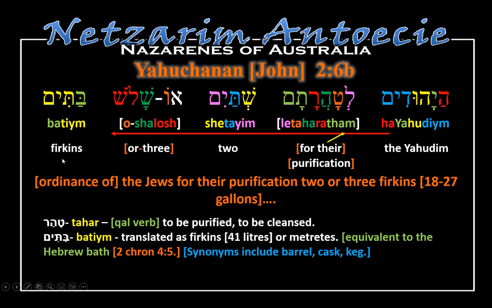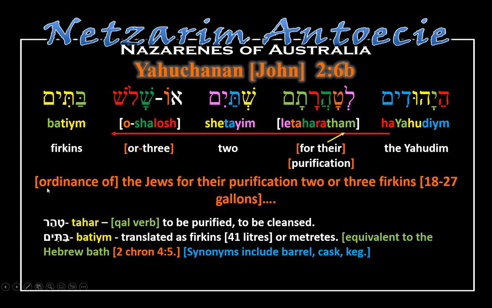Batim, which is translated as firkins, right? So I've given you batim, translated as firkins, which is 41 litres or metrics. It is equivalent to the Hebrew bat, and we find that in 2 Chronicles 4:5. The synonyms include barrel, cask, or keg. So I've given you that information just to give you more detail, right?